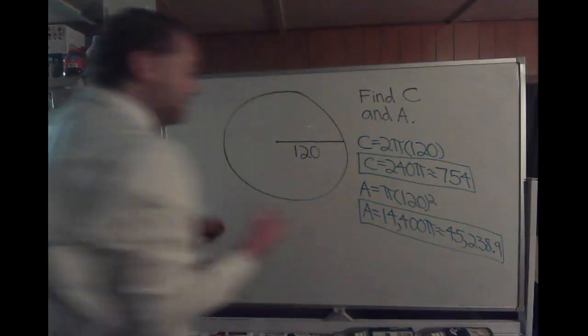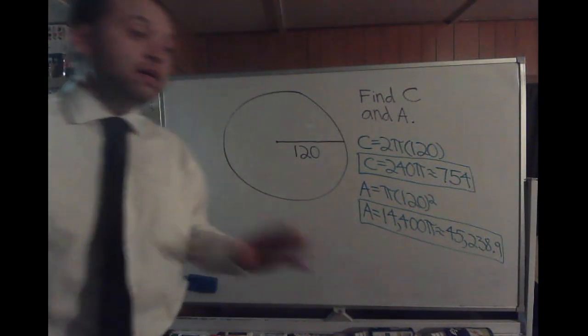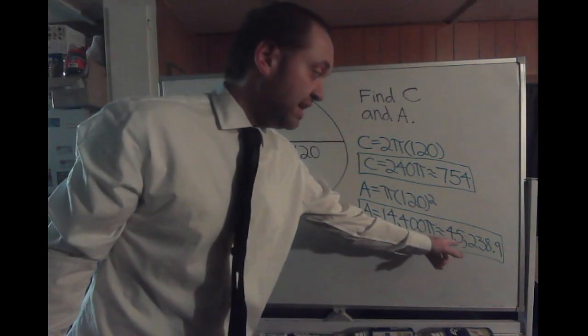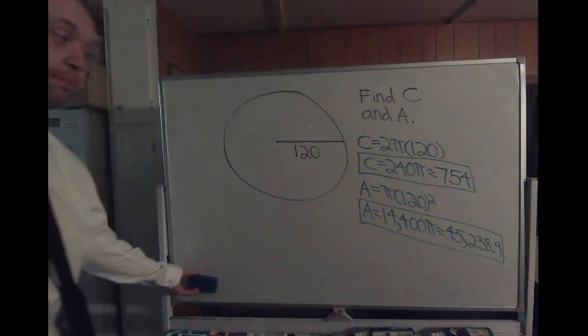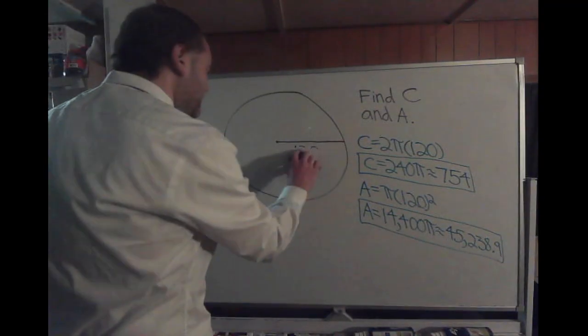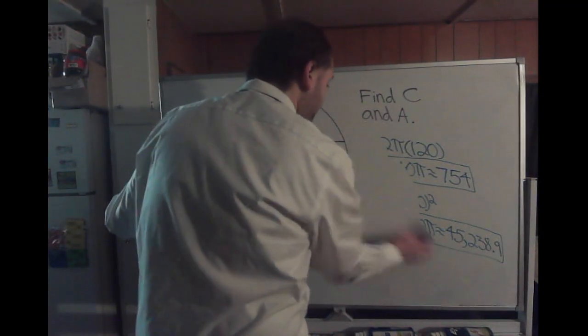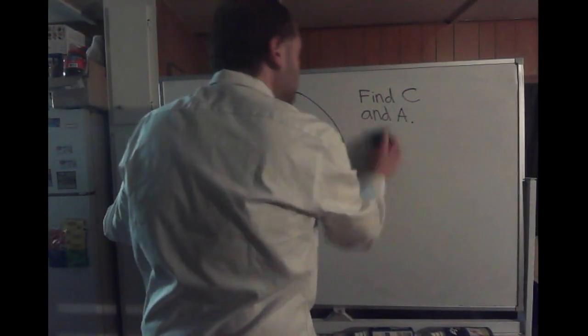So the area of this circle would be exactly 14,400 pi square units, or approximately 45,238.9 square units. Alright, we're about to change it up a little bit here. Let's see what they give us this time. It's going to get a little bit interesting.